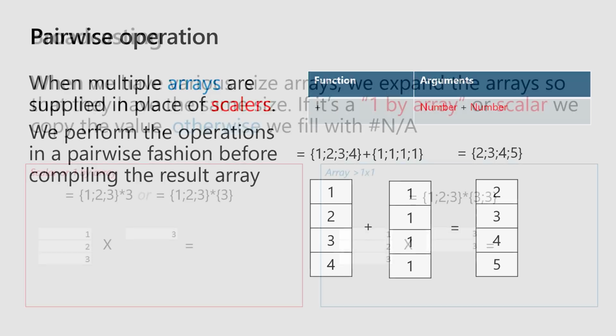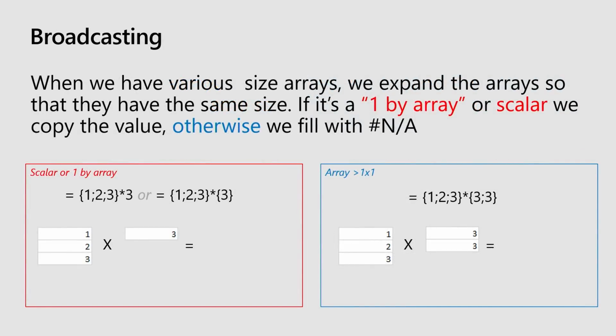And then the last array behavior is broadcasting. Now, how broadcasting works is, you saw we wanted to do pairwise operation. Well, you can only do pairwise operation if you have pairs. So we try and create pairs. If I have the array 1, 2, 3 and I multiply it by a single element array of 3, we want to do these pairwise. So we need to expand this out so that we can then do it element by element. So what we do is we copy that down in the case of a 1 by or a scalar, and then we multiply it across.